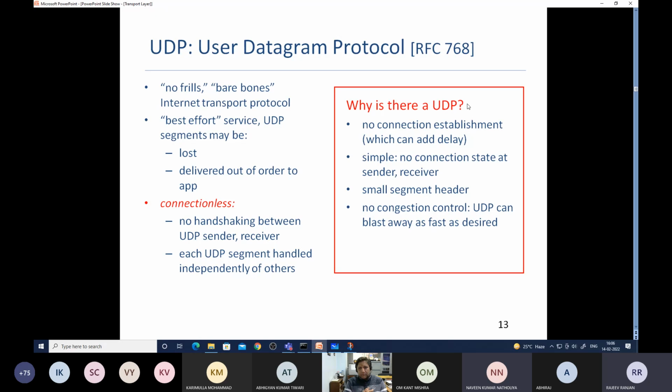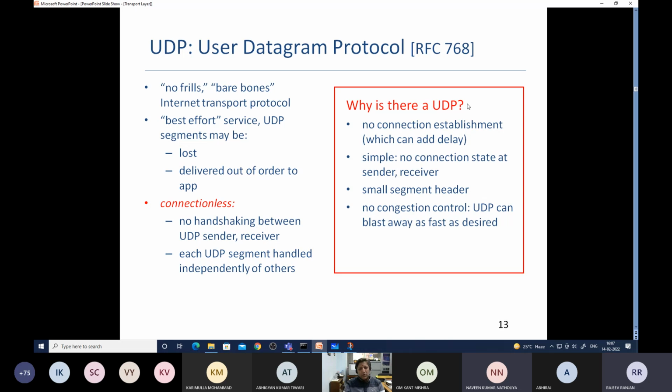Why is there UDP? As we have discussed, there is no need of connection establishment, which can add delay. No connection state is maintained at sender or receiver. It has a very small segment header. No congestion control, and UDP can blast as fast as desired. It is a no-frills, bare-bones internet transport protocol. It's a best-effort service, an extension of the best-effort service of the internet. Segments may be lost, delivered out of order to the application.